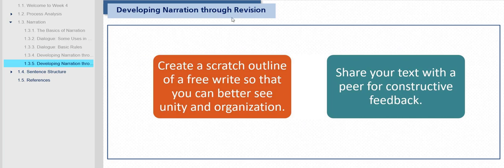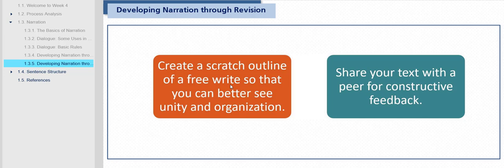Developing narration through revision. Create a scratch outline of a free write so that you can better see the unity and organization. Share your text with a peer for constructive feedback. So basically what they're saying is create an outline in which you write down the important ideas and the less important ideas. Write down your thesis statement, write down your topic sentences, and your subpoints.